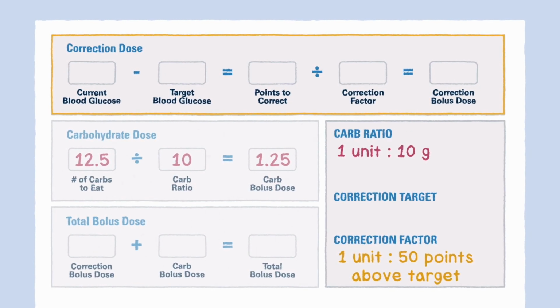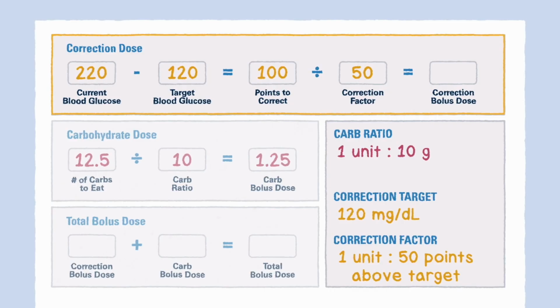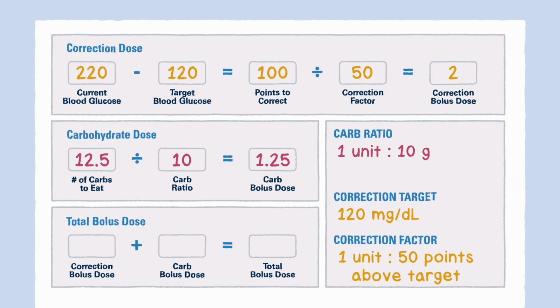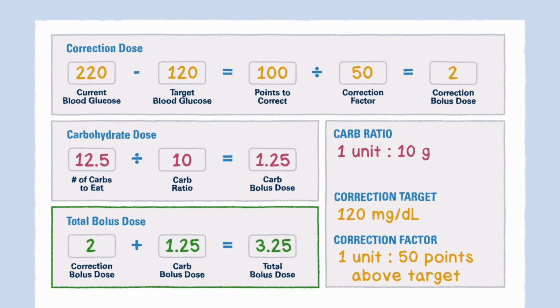Their current blood glucose is 220, and their correction target is 120. We'll subtract the correction target of 120 from the current blood glucose of 220. The result is 100 points that we need to lower the blood glucose by. Now, we'll divide this answer by their correction factor of 50. 100 divided by 50 is 2, so we should give 2 additional units to correct the high blood glucose in addition to the insulin given to cover the chips. The total for this snack would be 3.25 units of insulin.